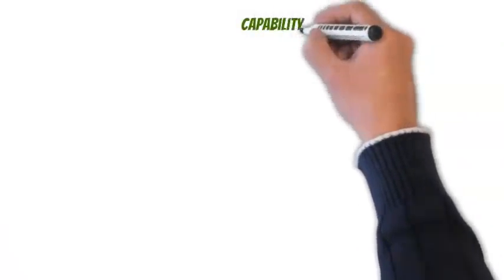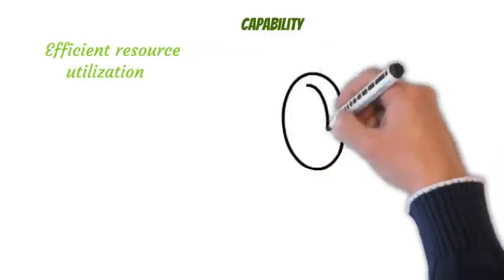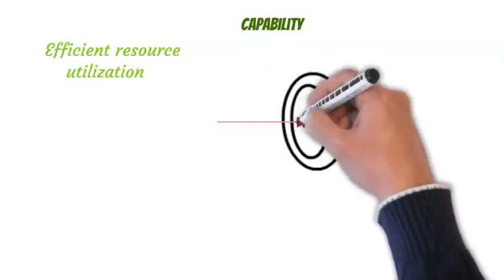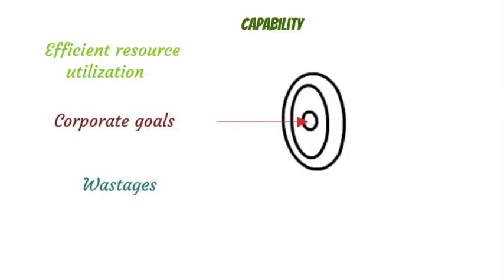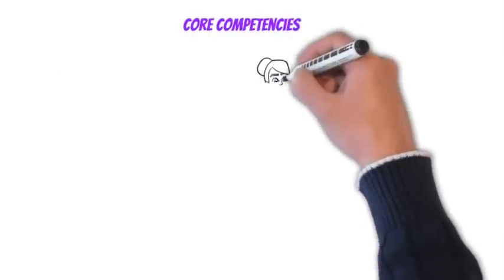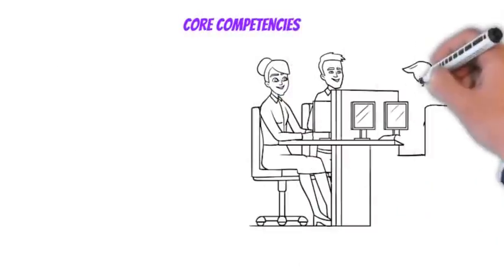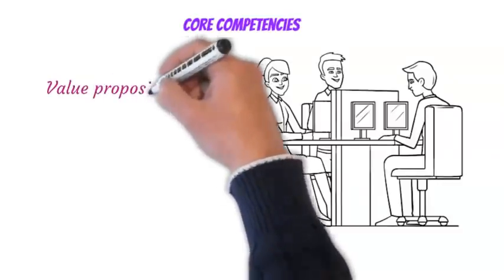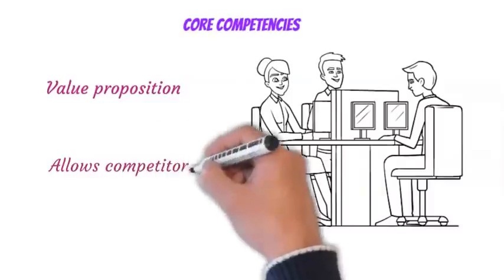Next is capability. This is an organization's measure of its ability to utilize these resources efficiently. An organization is said to have strengthened these areas if it can efficiently utilize its resources to achieve its corporate goals, while it is said to have weaknesses if it allows wastages. An organization's core competencies are its unique resources which cannot be easily mimicked by competitors. An organization is said to have strength in terms of competence if it can guard its unique value proposition and prevent competitors from accessing it, while it is said to have weaknesses if it allows competitors access to it.